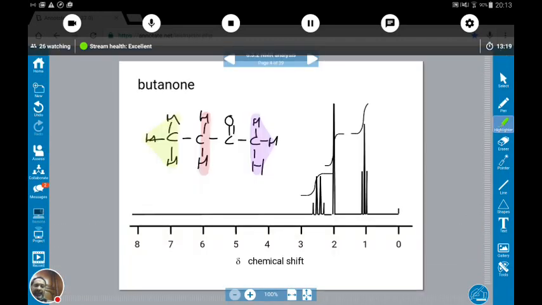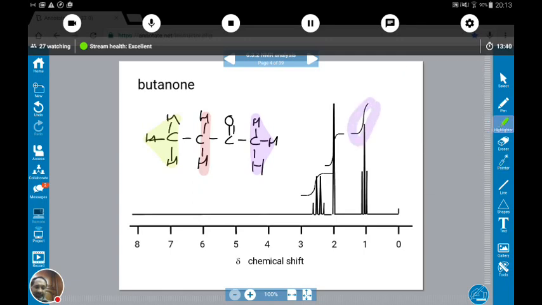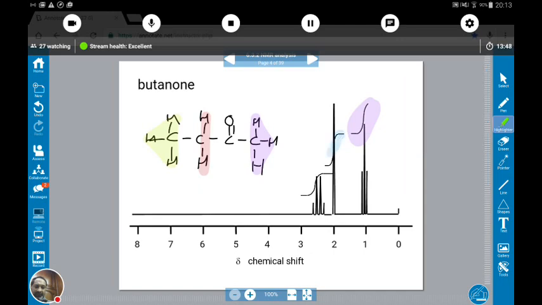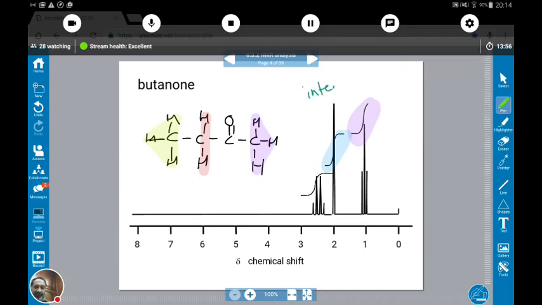Now, what we have to establish is which one of these peaks over here is responsible for the signals that have been generated over here. Now, I hope what you can see is that this particular line over here is similar in height, at least, to this particular line over here. Now, the lines that you see which I've just drawn, they are known as integration.